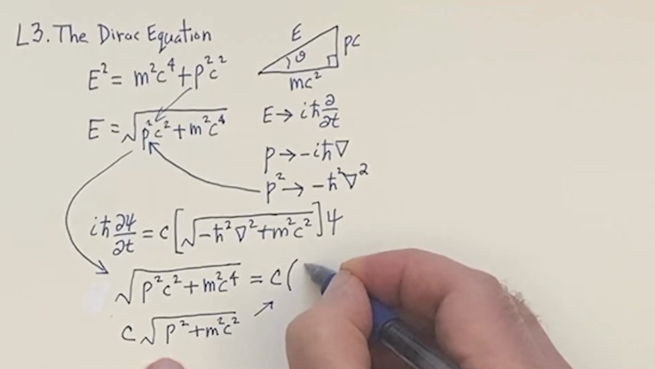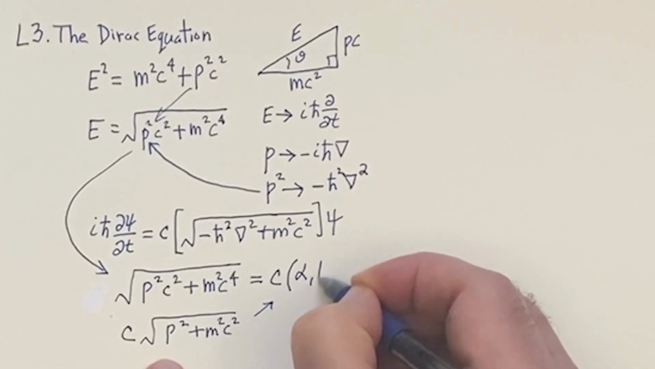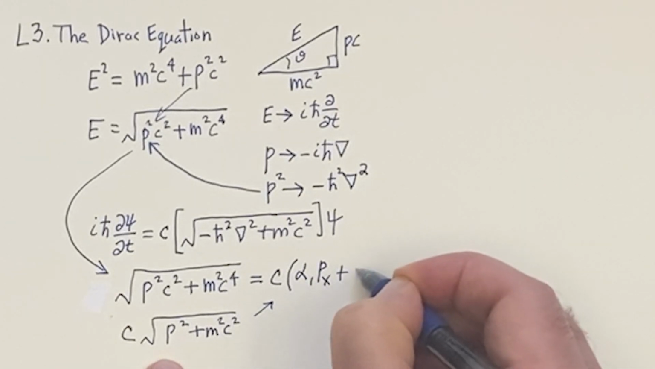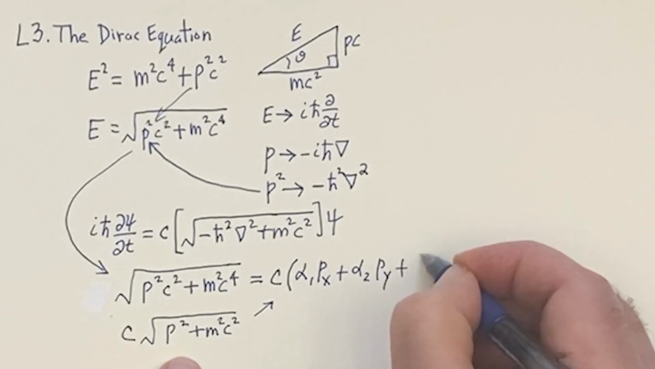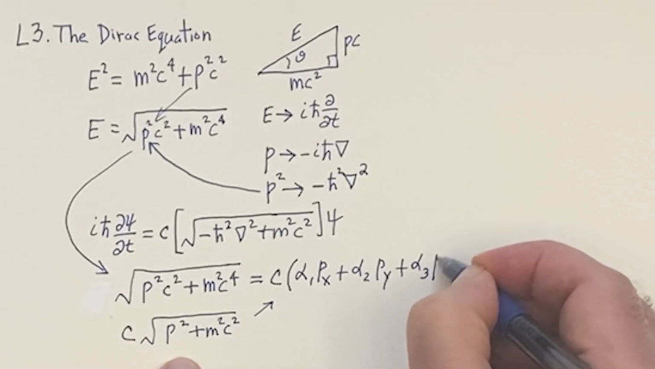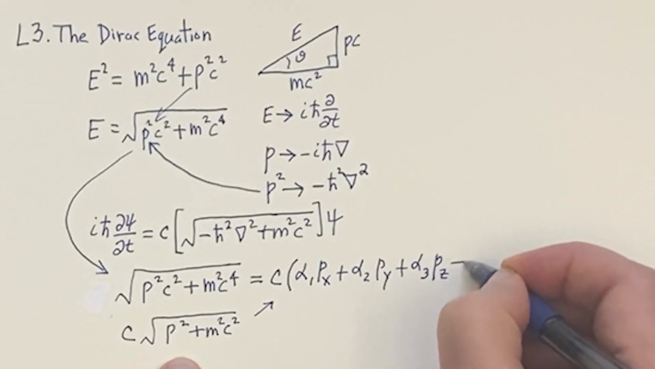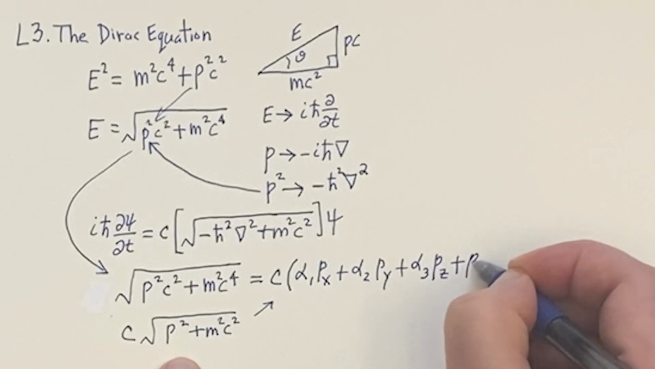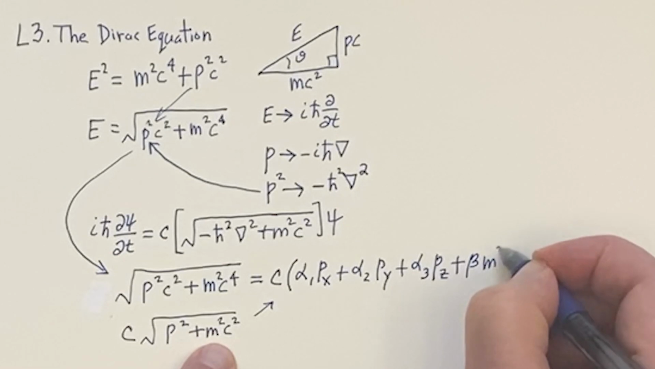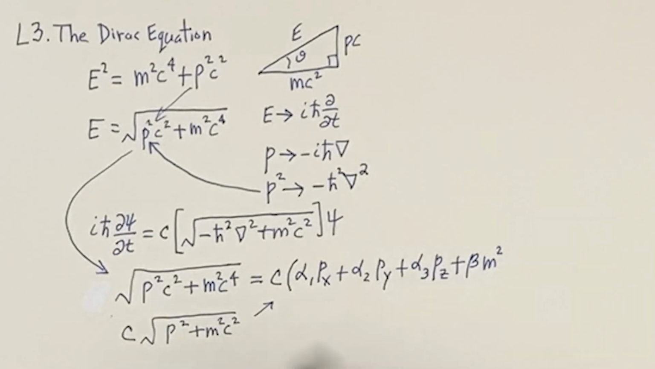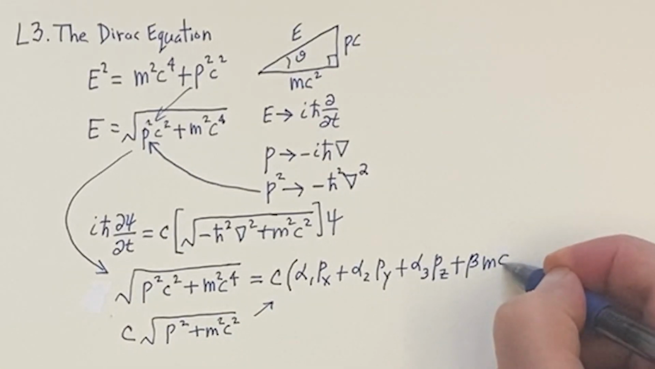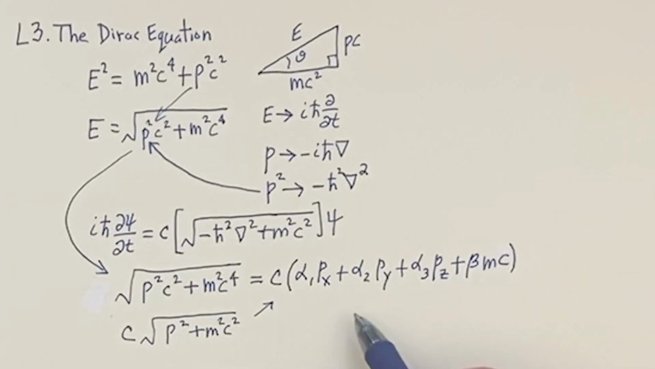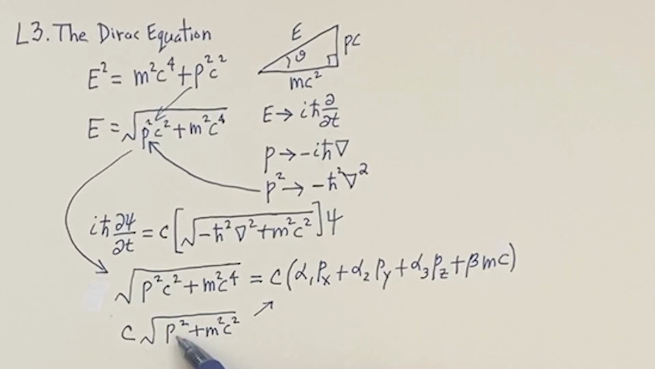So if you do that, you'd have some alpha 1 px, plus some alpha 2 py, plus some alpha 3 pz, plus some beta in front of the m. Well, that would be mc, because you're having the first power.